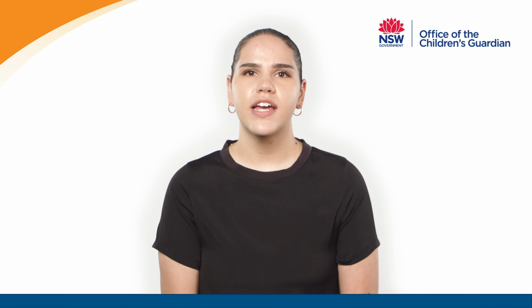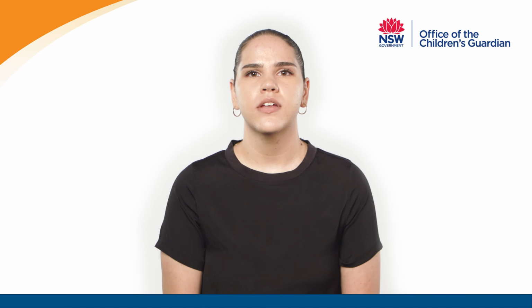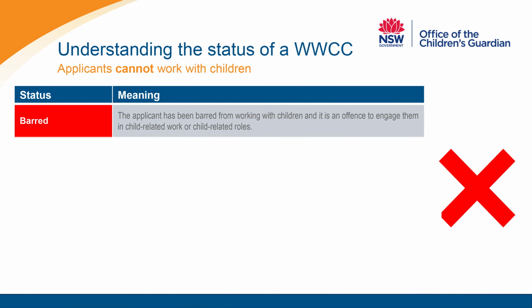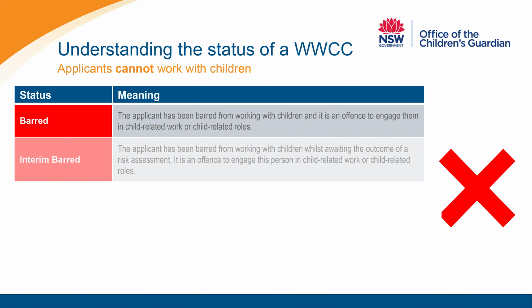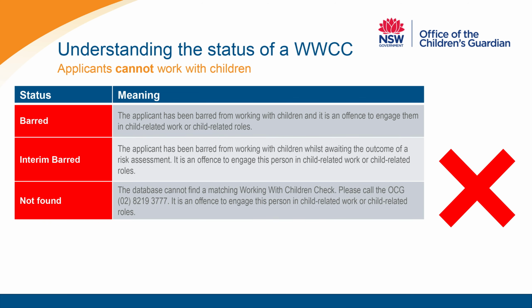The following verification results mean you cannot engage the applicant in child-related work. Barred. The applicant has had their Working with Children check cancelled. Interim bar. The applicant has been barred from working with children while awaiting the outcome of a risk assessment. Not found. No match could be found to the data you entered to verify the person. This is often a data entry error.